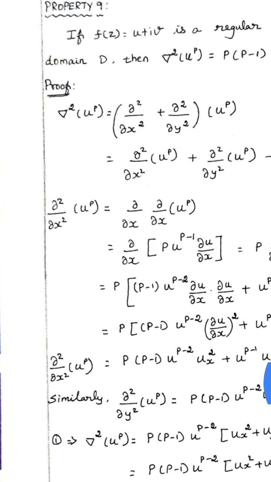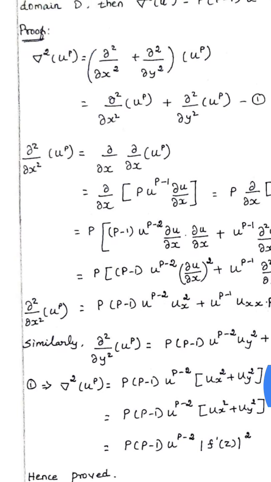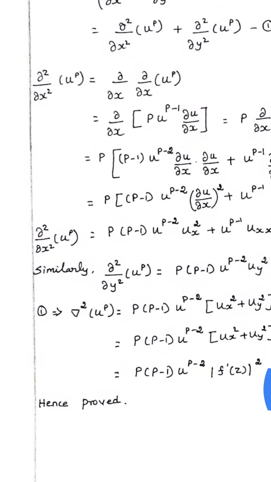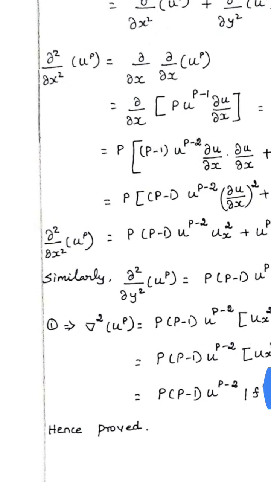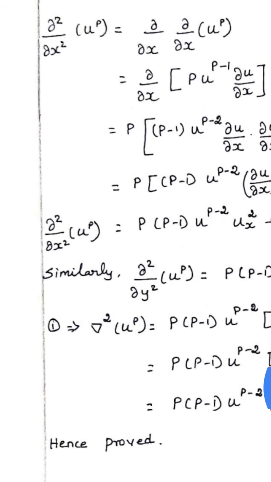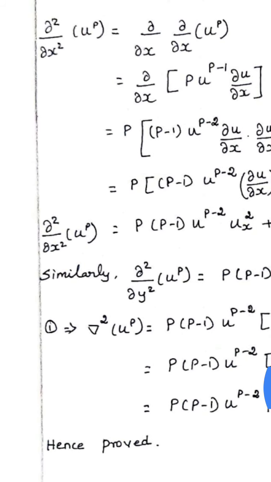Then I'm just bringing that u^p inside. So what is the second step? Dou squared by dou x squared of u^p plus dou squared by dou y squared of u^p, and I'm naming that equation as the first equation. Now I am trying to find dou squared by dou x squared of u^p. I am splitting dou squared by dou x squared as dou by dou x into dou by dou x.